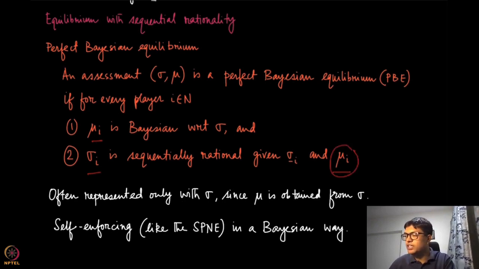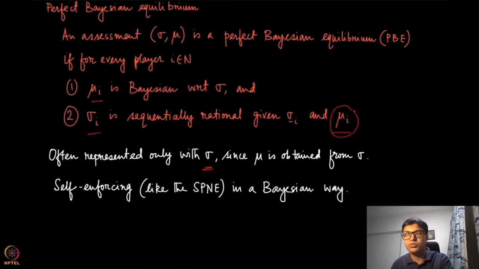The mu I that you are deriving is essentially coming from the same behavioral strategy, which is sigma. If these two conditions hold, then we are going to call that a perfect Bayesian equilibrium. This is sometimes represented only with sigma, but you can always remember that there exists an underlying mu, which is Bayesian with respect to that sigma. It is very similar to SPNE, self-enforcing, but in a Bayesian way, because now the players do not know exactly which state they are in. Therefore, they have to use this sort of belief system, and there should also be a consistency, so mu I has to be Bayesian with respect to that sigma. Once that happens, we have an equilibrium notion, and that is the equilibrium notion in imperfect information extensive form games.